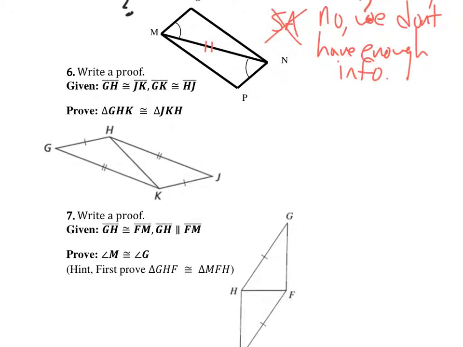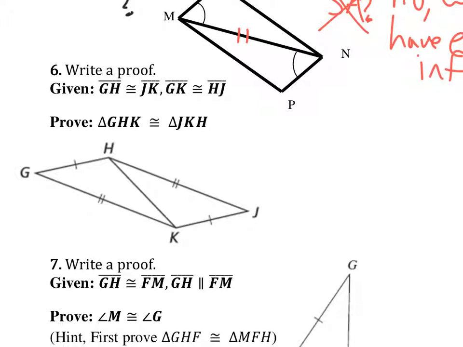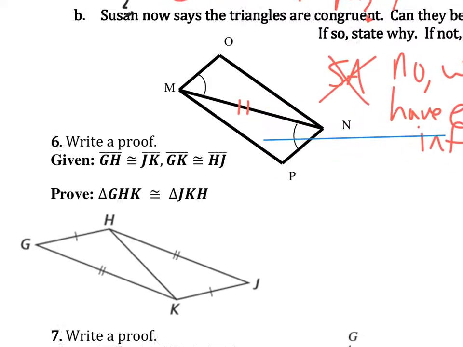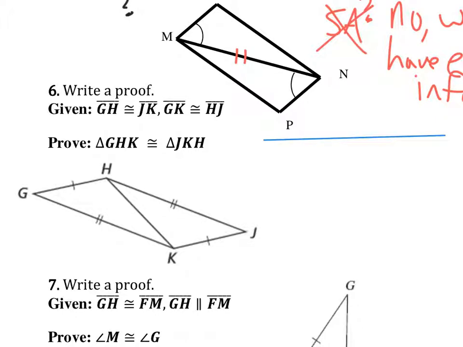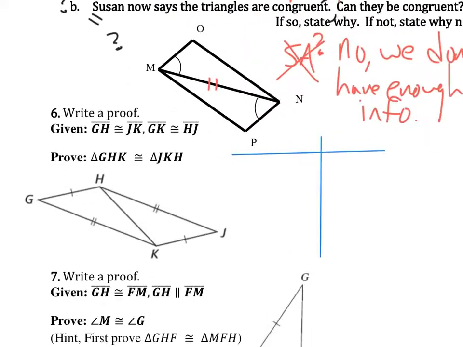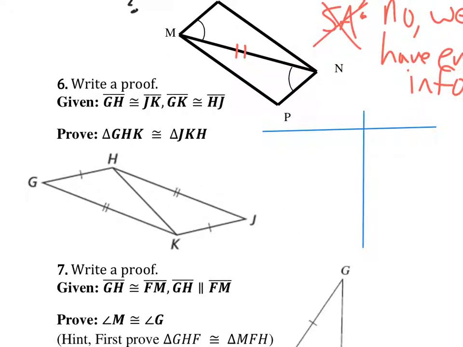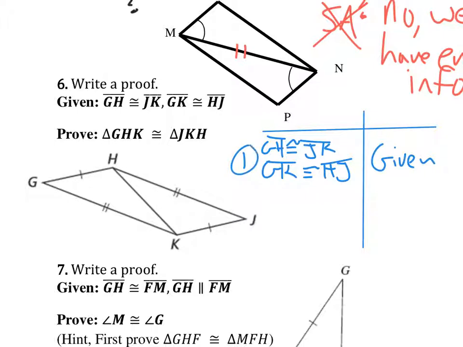All right, on to some proofs here. We've got a situation where we want to prove this, so let's make a little two-column proof. We always start with our given stuff. So given stuff, we know that GH is congruent to JK, and we know that GK is congruent to HJ, and our reason is given.